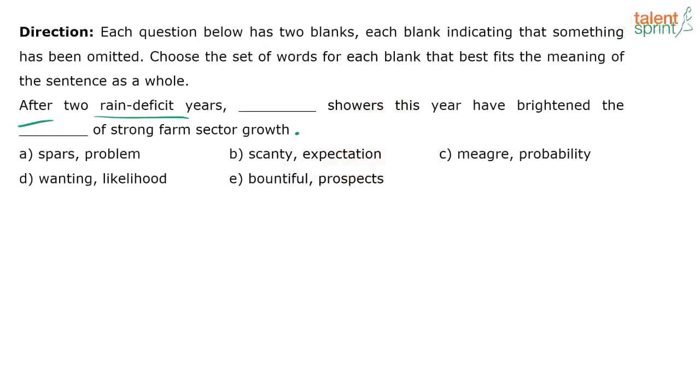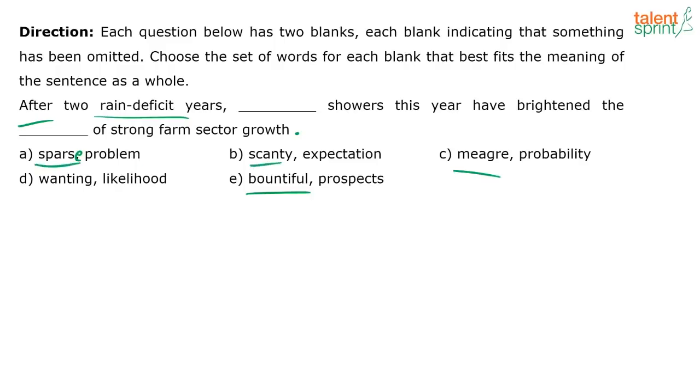Look at your options. What is a positive word from your options? Come on. Only blank one. Sparse. In fact, the spelling is wrong. It's S-P-A-R-S-E. Sparse, scanty, meagre, wanting, bountiful. What's a positive word? Yes, bountiful. That's my positive word. That's the only possible word, in fact, because sparse, scanty and meagre all are negative words.